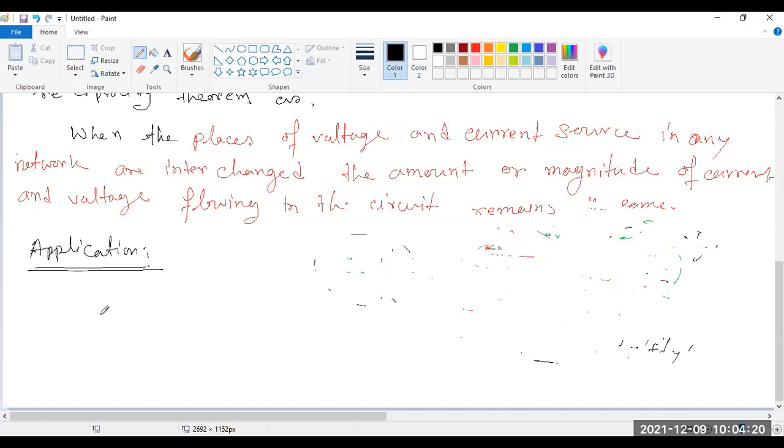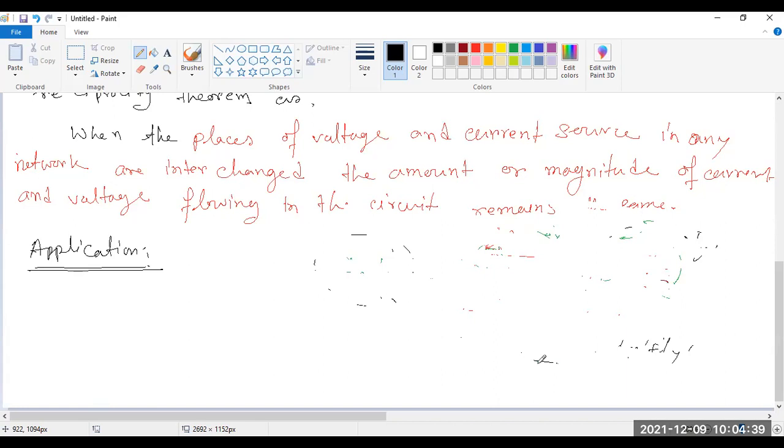This theorem is used for solving many DC and AC networks, which have many applications in the electromagnetism and electronics field.